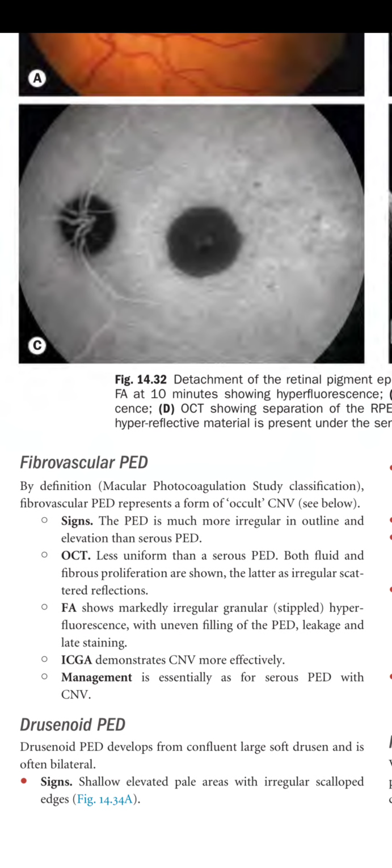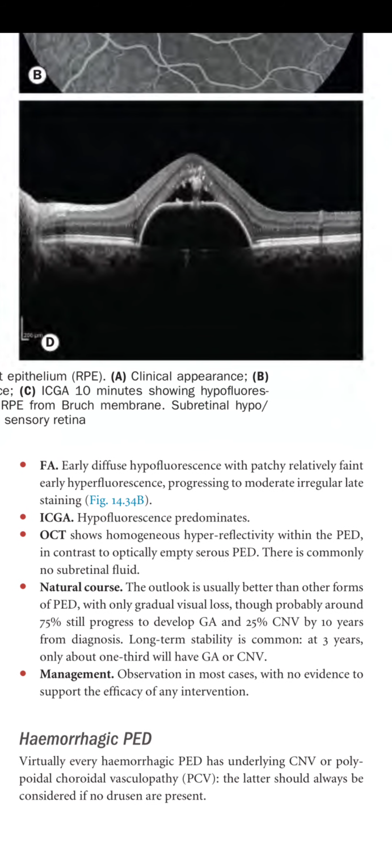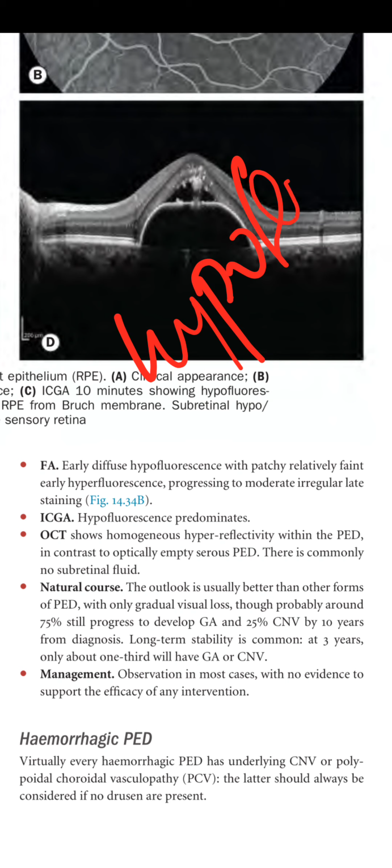Then there is a drusenoid PED. So PED which occurs due to the drusen beneath the RPE. Drusenoid PED develops from confluent large soft drusen and is often bilateral. It shows shallow elevated pale areas with irregular scalloped edges. So it will be like pale areas with scalloped edges. FA shows early diffuse hypofluorescence with patchy relatively faint hyperfluorescence progressing to moderate irregular late staining. So first it will show us hypofluorescence, then there will be the faint early hyperfluorescence progressing to late staining. ICGA will also show hypofluorescence.